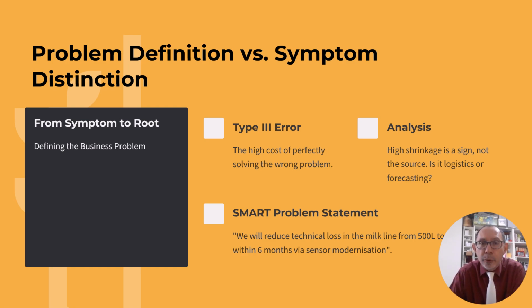When we fail to define the actual problem, we fall into the trap of a type 3 error, perfectly solving the wrong problem. For example, if fruit is spoiling in a warehouse, you might immediately go and buy an expensive cooling system. But if the root cause isn't cooling but inaccurate demand forecasting, that new device will just produce more expensive cold trash. This is why we must use a SMART problem statement.